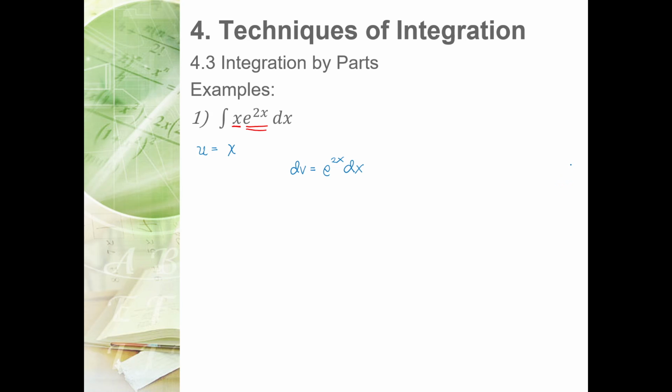The tip from the previous slide states that your dv can be integrated and it should be the complicated factor. Looking at the dv here, that's e raised to 2x dx. If we integrate this one, v is equal to 1 half e to the power of 2x.